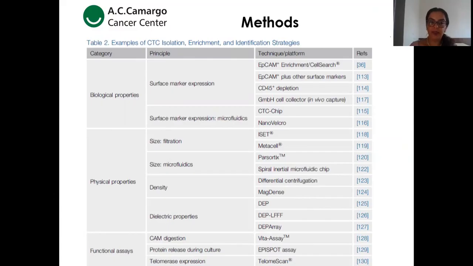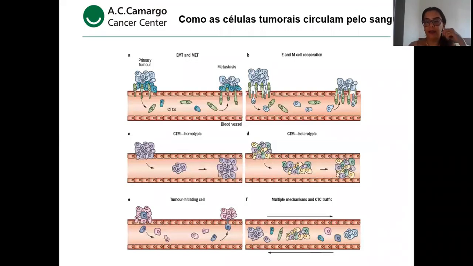Methods based on physical properties are used in the literature too. The most used is ISET. It's based on size. It's a filtration method, and we use this method at AC Camargo Cancer Center. And there are also functional assays that can evaluate, for example, the secretion of cytokines by circulating tumor cells.